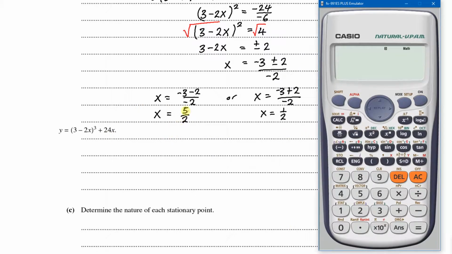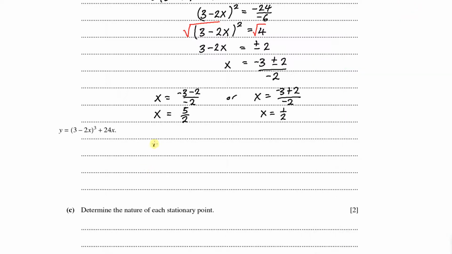So when x is 5 over 2, so that's 5 over 2 store x. Okay, so that'll be now open bracket 3 minus 2x to the power of 3 plus 24x, and this will give us 52. So the y value when x is equal to 5 over 2 is 52. So y is 52 here.